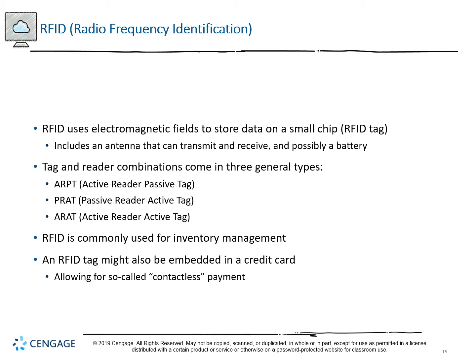A PRAT, or passive reader active tag, is a little bit different. This is where the tag has its own battery and can be tracked as it passes by several readers that are not automatically scanning. Active reader active tag is where you have a battery-powered tag that has to be used with an engaged reader.